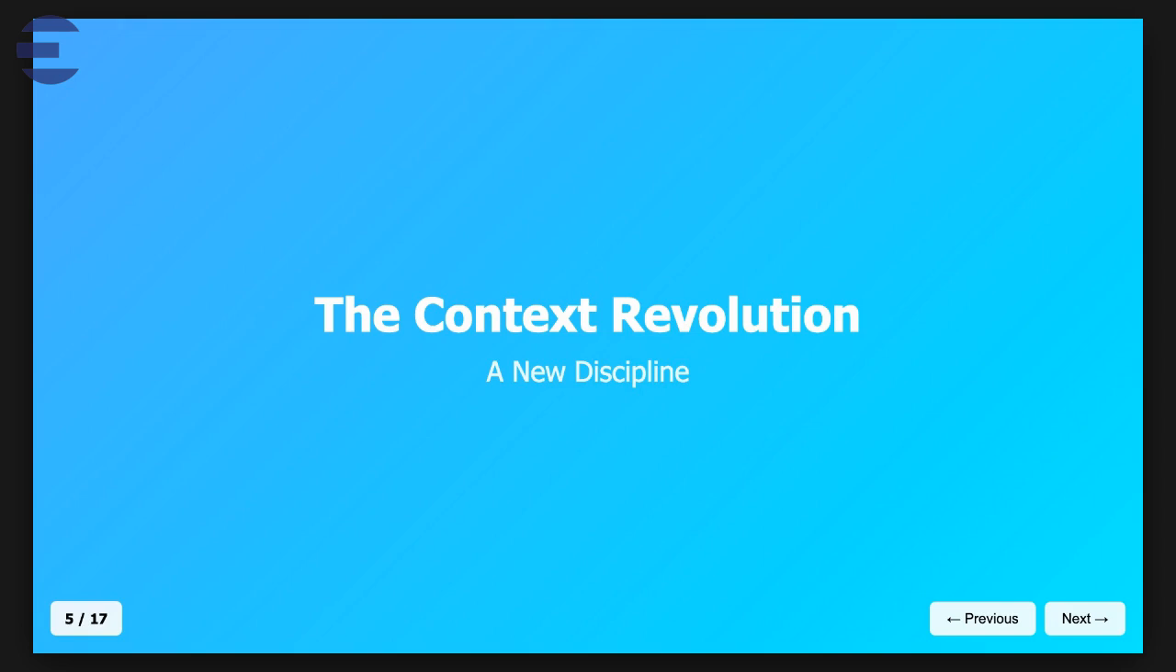Okay, so this brings us to the solution. And it's a discipline that is totally shifting how we build AI systems. We're moving away from just throwing a prompt at a model to actually engineering the entire information world around it. Welcome to the context revolution.